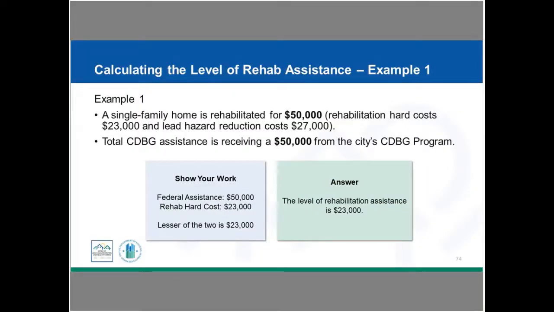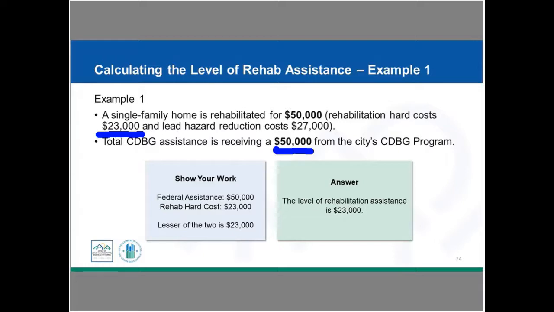So remember, the level of evaluation is the lesser of the hard costs of rehab, all sources, excluding the soft costs and the lead hazard control costs, or the amount of federal assistance, right? So for our first example, we have a single-family home being rehabilitated for $50,000. The rehab hard costs are $23,000. The lead hazard reduction cost is $27,000, and the total CDBG assistance, so the total federal amount, is $50,000 coming from the city's CDBG program.